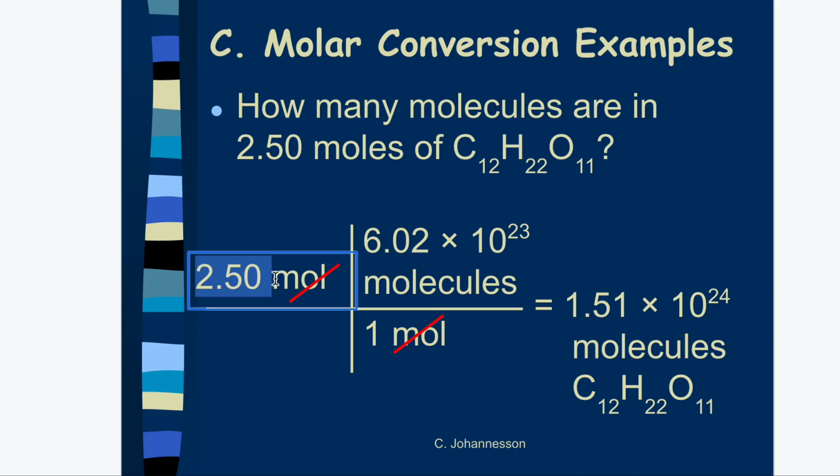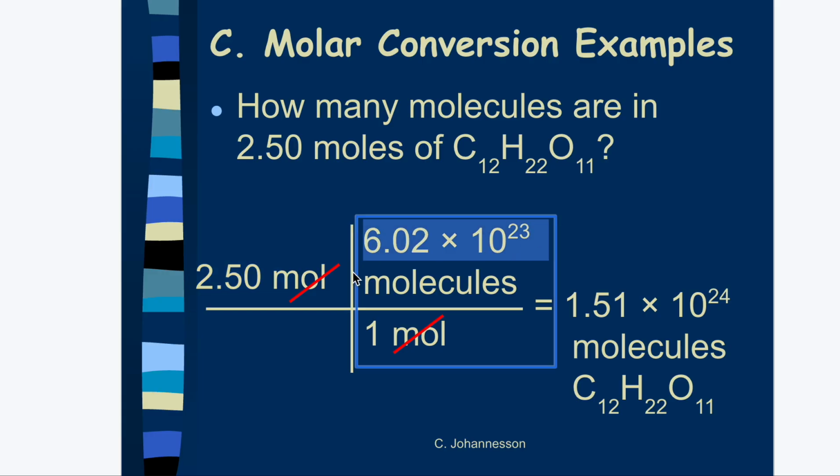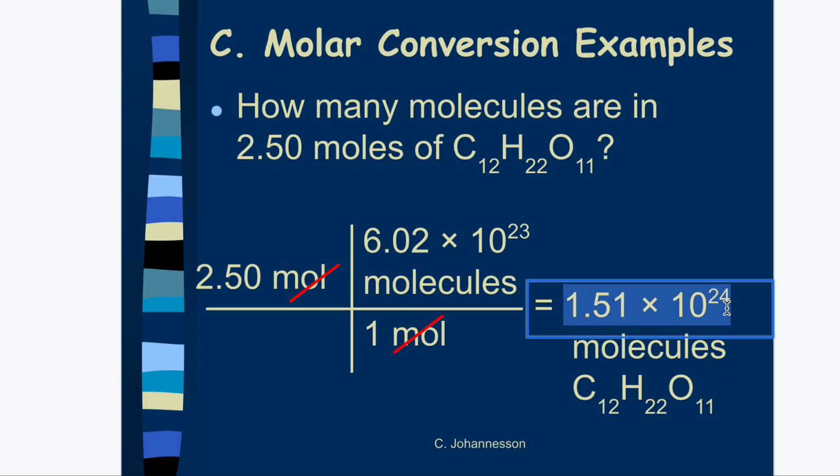So 2.5 cancels out top and bottom, and then 6.02 is on the top. So we work it out the same way as before. You multiply the top, you multiply the bottom, and then you divide the two numbers. So 2.5 times 6.02 times 10 to the 23rd, divide that by 1, and you get this number here.